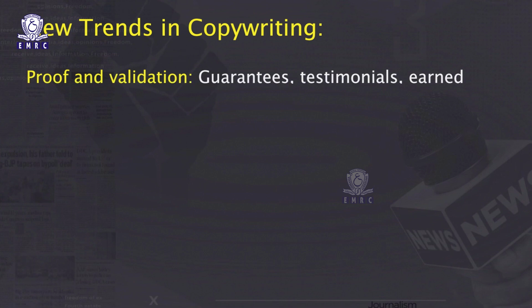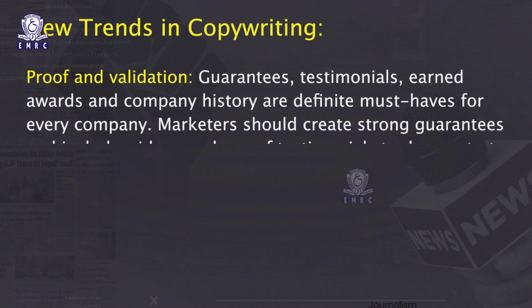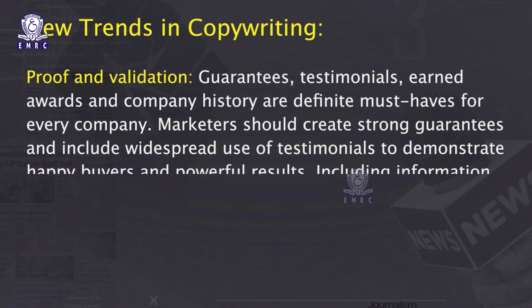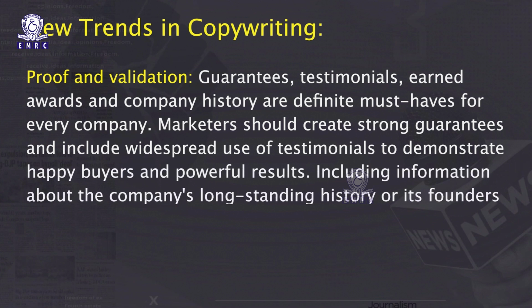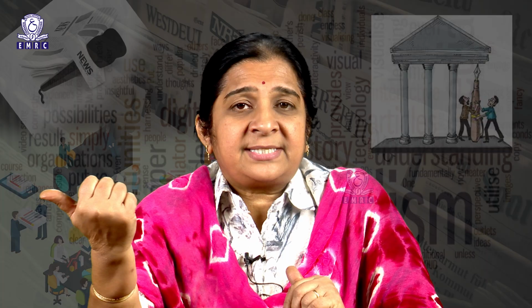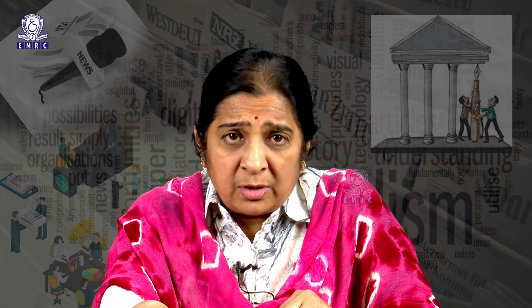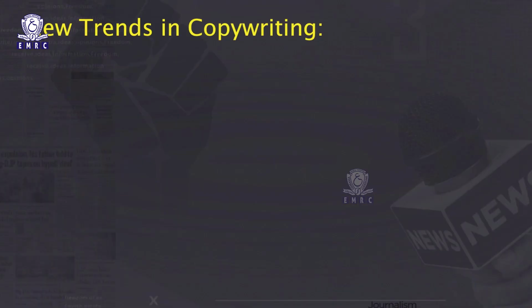Proof and validation. Guarantees, testimonials, earned awards, and company history are definite must-haves for every company. Marketeers should create strong guarantees and include widespread use of testimonials to demonstrate happy buyers and powerful results. Including information about the company's long-standing history or its founders gives readers a sense of familiarity and confidence in their purchase. Staff photos, the story of how the company was founded, and information on the company's awards or relationships with other proven companies validates a company's reputation and permanence.